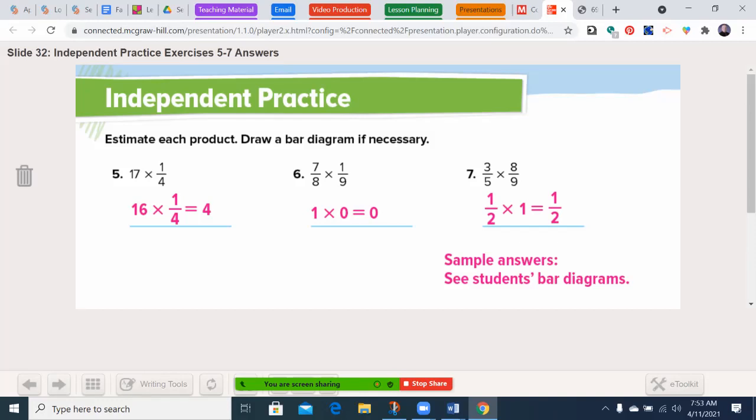3/5: 2.5 is half of 5, so this is actually closer to a half. 8/9 is closer to 1. 1/2 times 1 is 1/2.